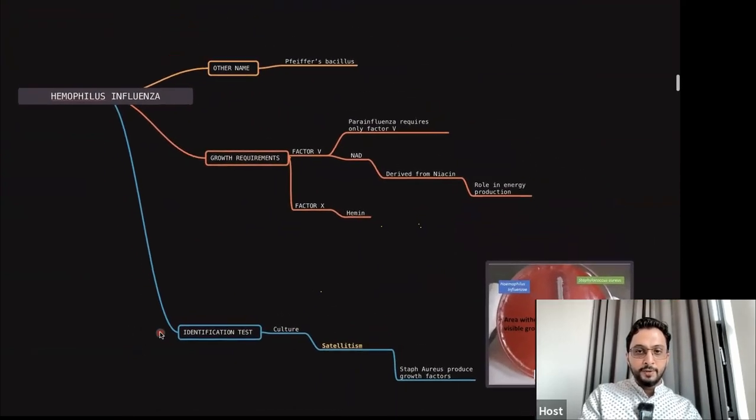H. influenzae, the Pfeiffer bacillus, is the other name. Key point is factor V and factor X for its growth, whereas parainfluenzae needs only factor V. Identification is satellitism. You learned influenzae, you revise it continuously, revise it, and every other point will go.